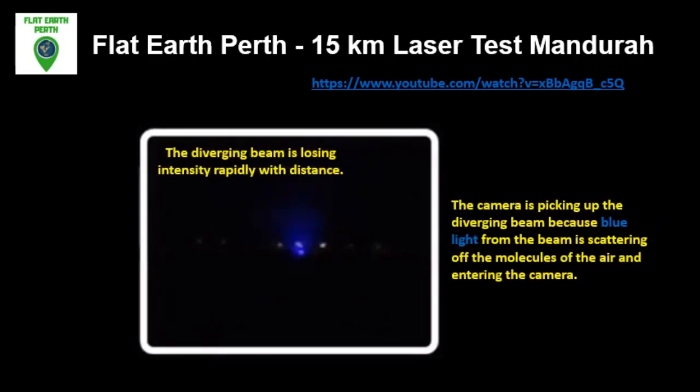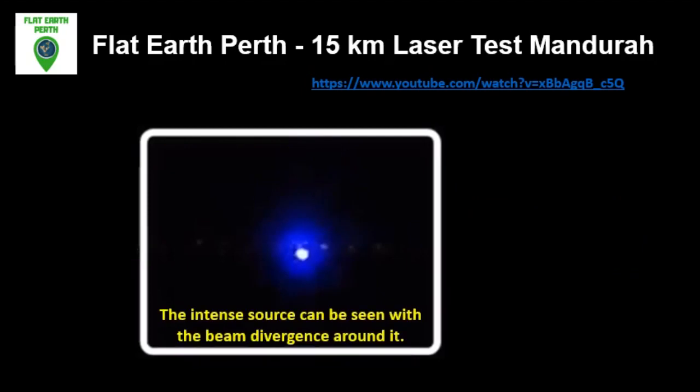The diverging beam is losing intensity rapidly with distance. The camera is picking up the diverging beam because blue light from the beam is scattering off the molecules of the air and entering the camera. The intense source can be seen with the beam divergence around it.